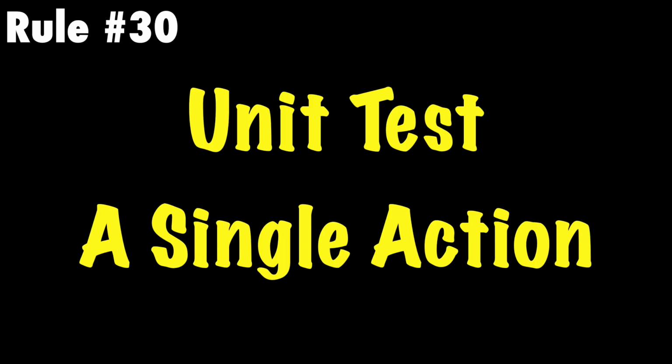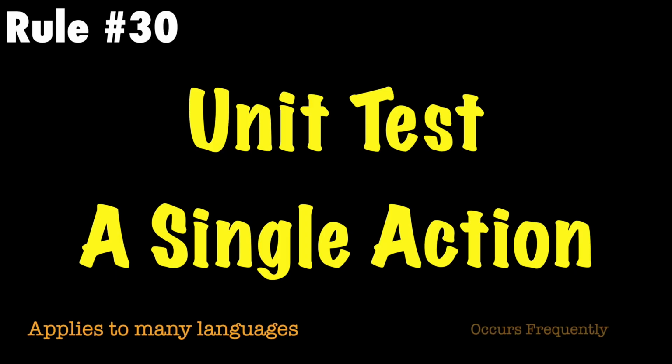In this lesson, we will review Coach Joe rule number 30, which states, unit test a single action. A unit test should arrange some data, typically the object being tested and possibly some other preset values. Next, it will act by performing an action or calling a method. And finally, it will assert some condition is true.